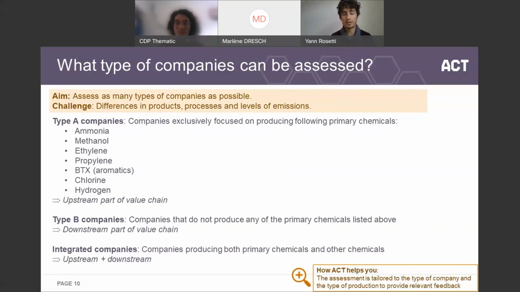So as we'll see a bit later, the assessment is tailored to the type of company and the type of production to provide relevant feedback, because we cannot assess in the exact same way all these companies that are quite different in their activities.